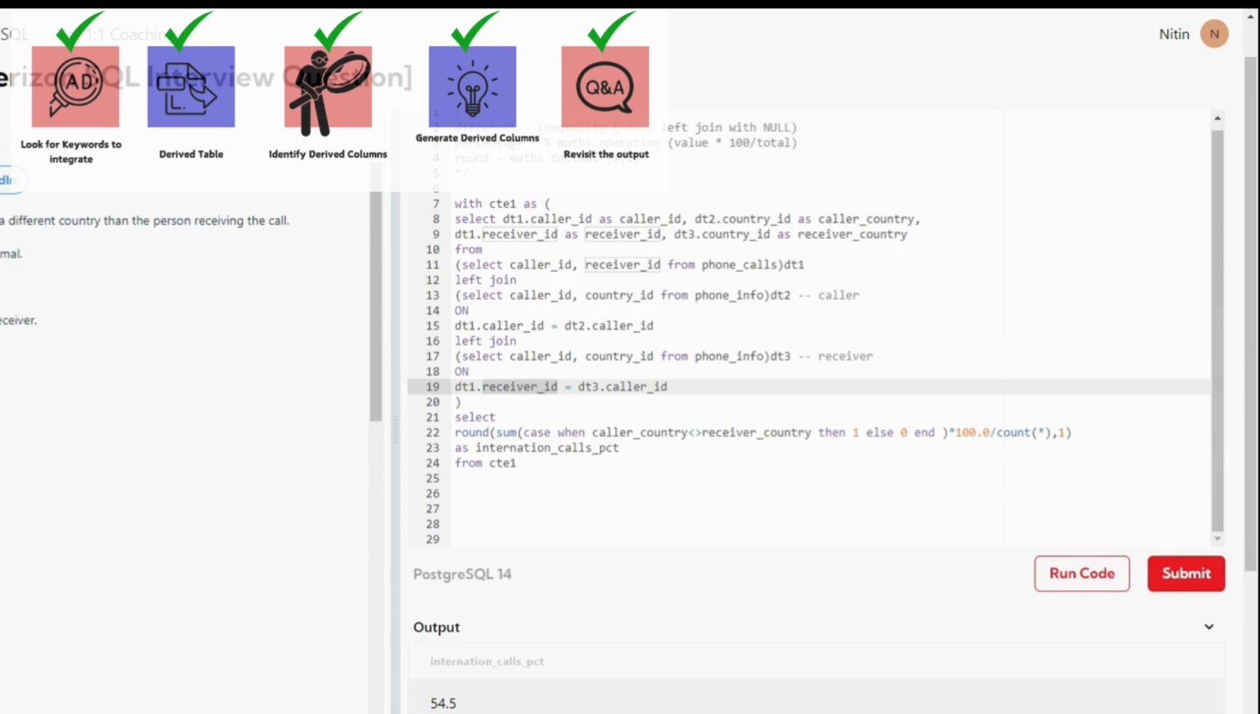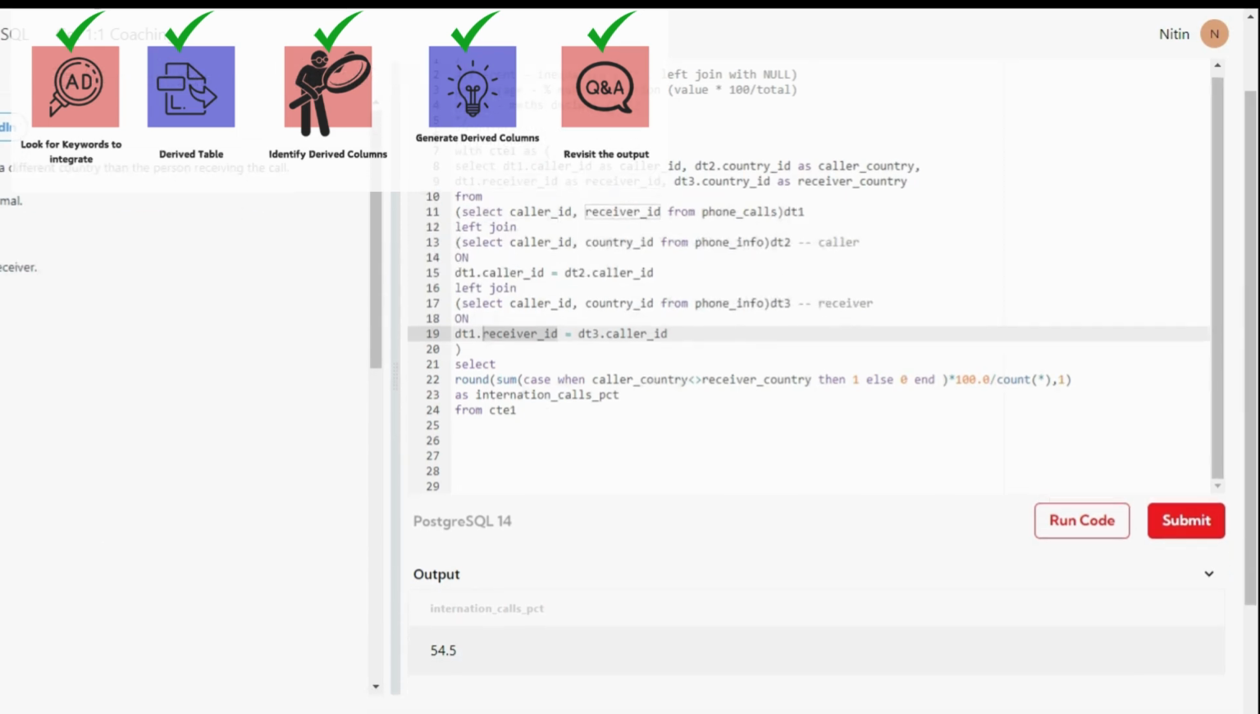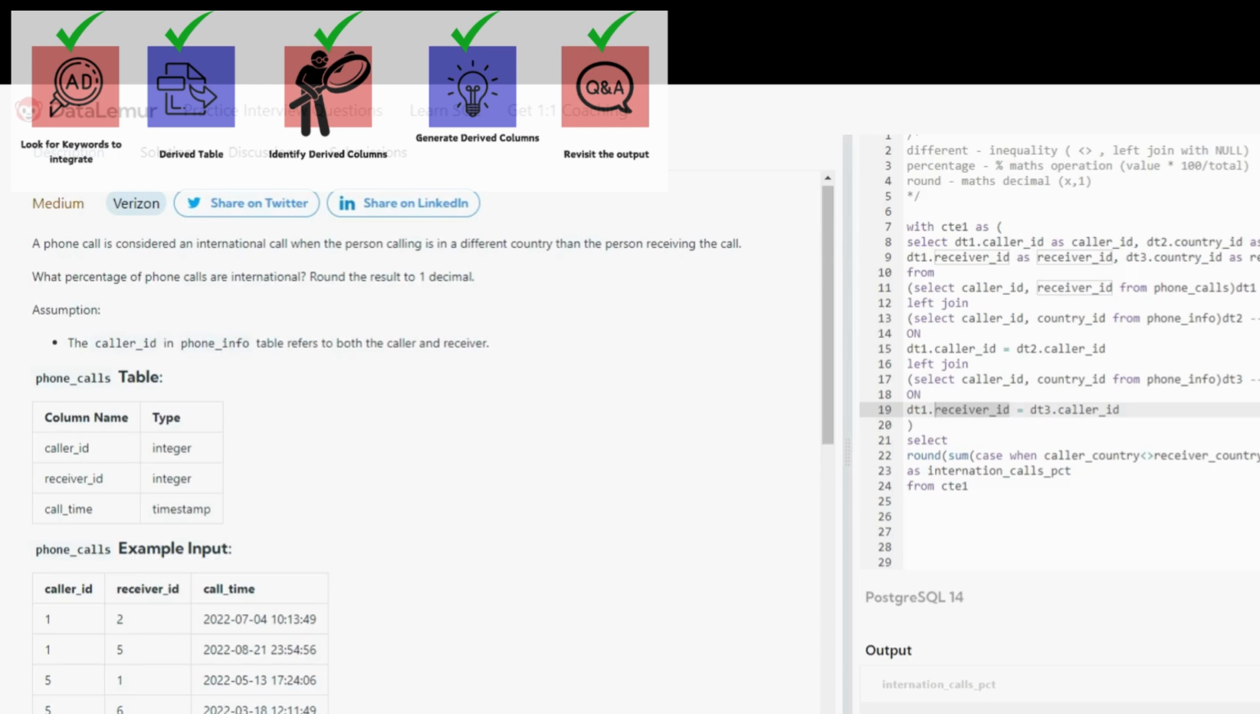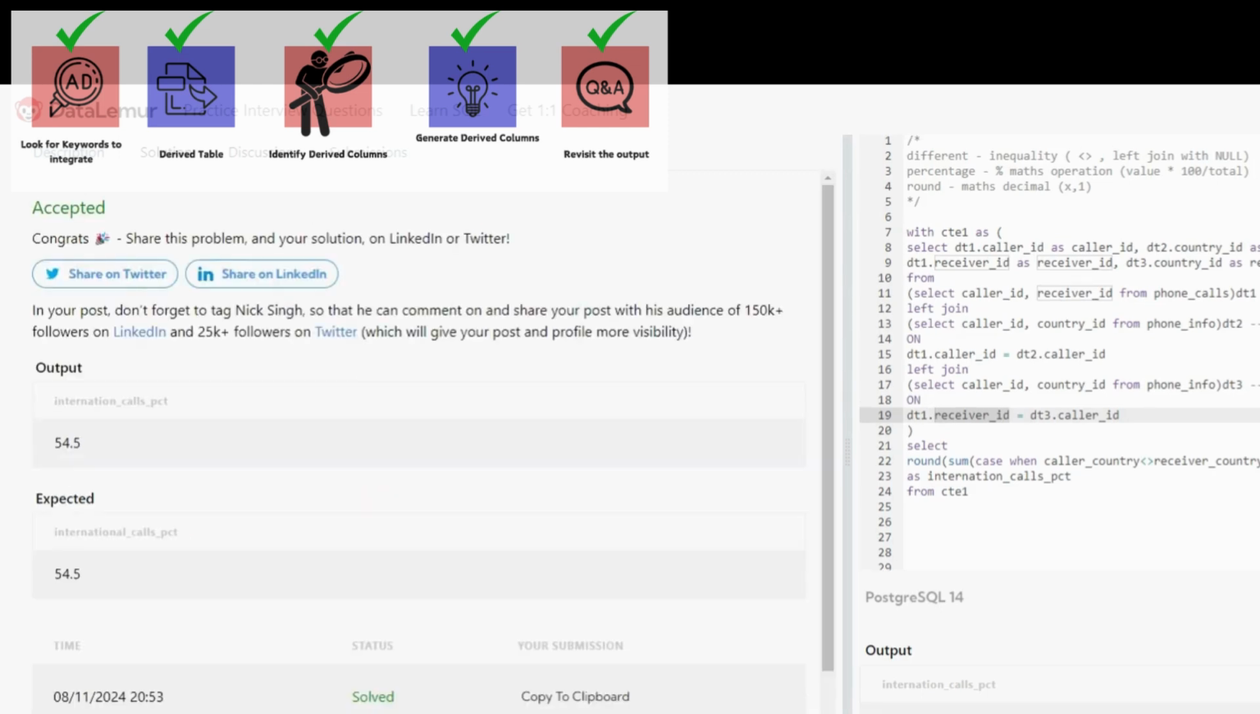And then they want the percentage, so we switch to the mathematical operation of determining how many total calls were international, how many total calls there were, and then we rounded it to 1 decimal place. Let me submit the answer, and the answer is accepted.